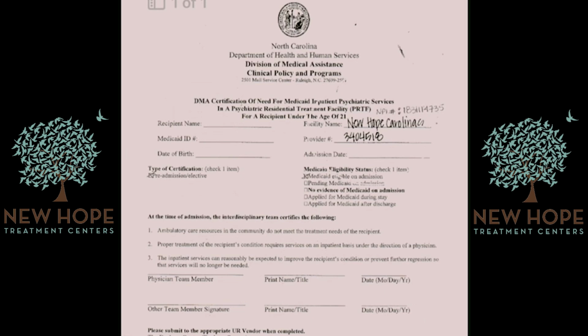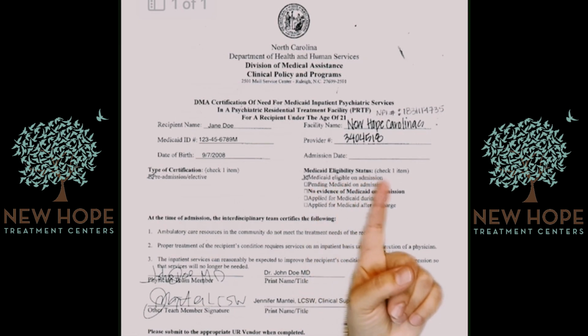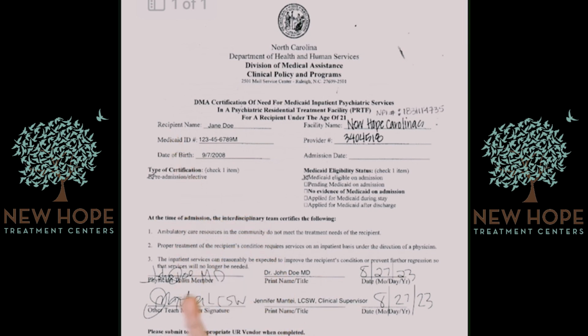So now I'm going to show you an example of a completely signed Certificate of Need for reference. You'll notice here that the admission date is still blank, all of the members' information is filled in and accurate, and both signatures are handwritten with valid dates and credentials.